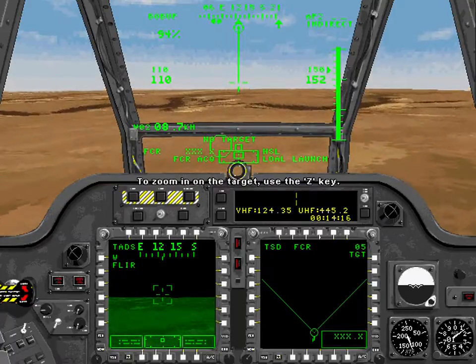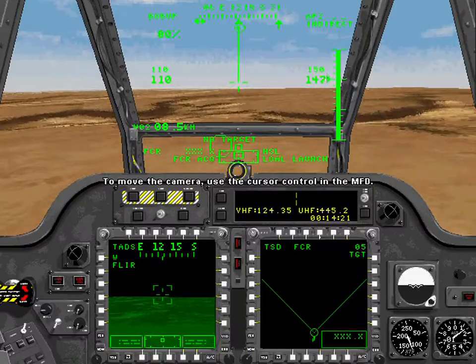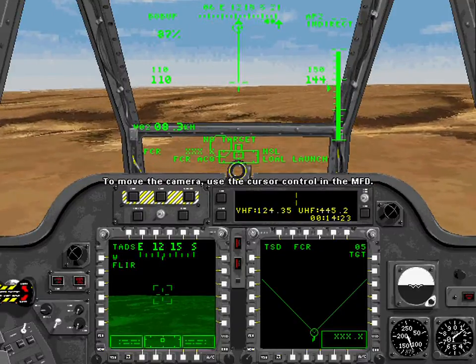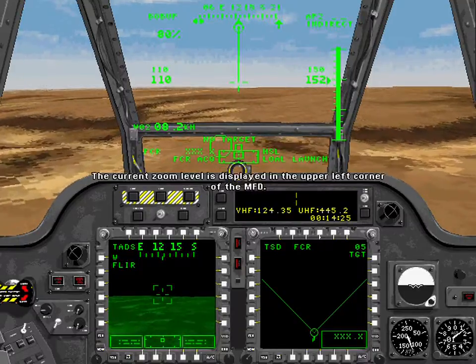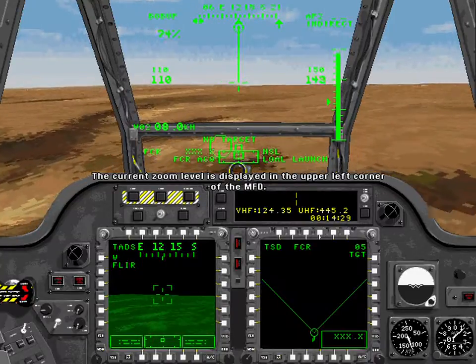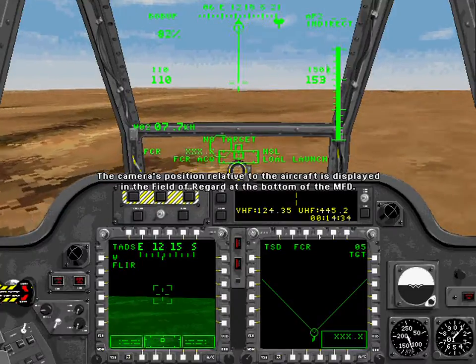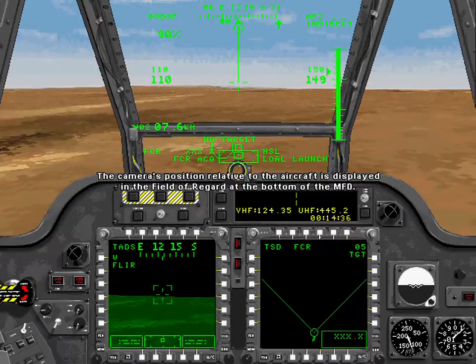To zoom in on the target, use the zoom in key; to zoom out, press the zoom out key. To move the camera, use the cursor control in the MFD. The current zoom level is displayed in the upper left corner of the MFD. The camera's position relative to the aircraft is displayed in the field of regard at the bottom of the MFD.